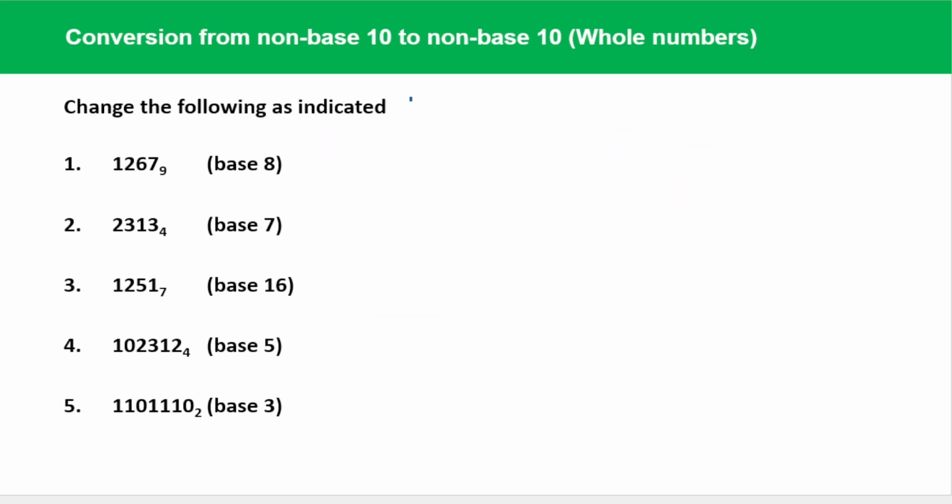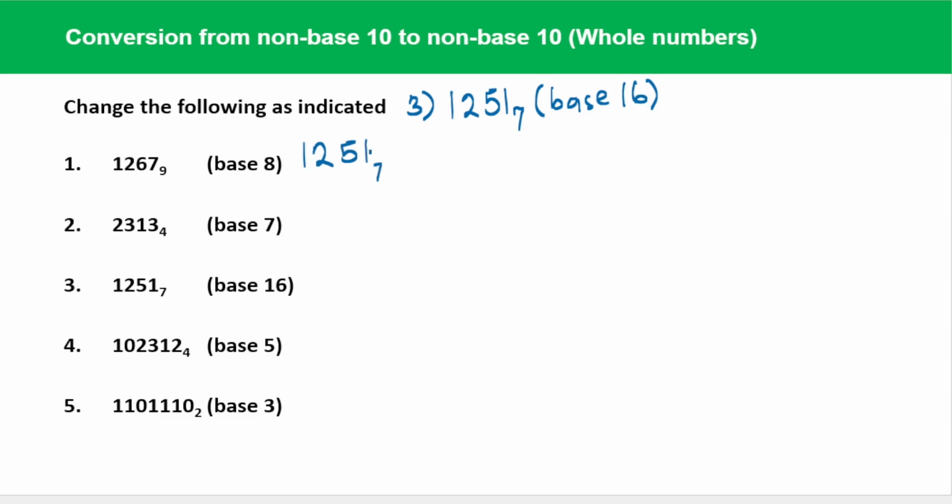Example 3. For example 3, we have 1251 base 7. We are required to change this to base 16. Again, the next step will be to change first to base 10, since we cannot change directly from 7 to base 16. So we change first to base 10.